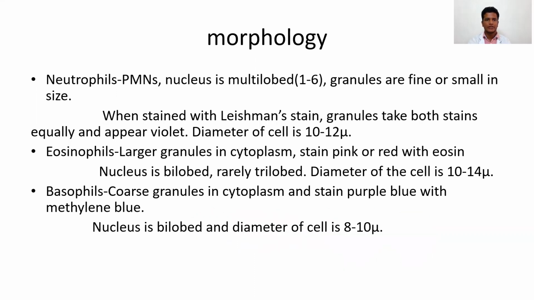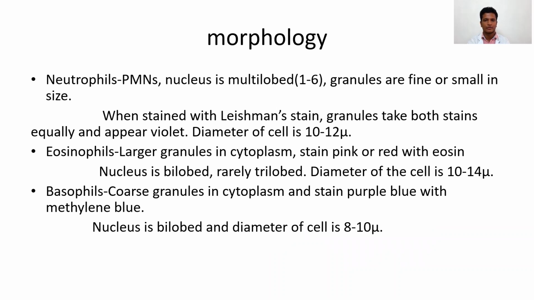Morphology of WBC: neutrophils, or polymorphonuclear neutrophils, have a nucleus that is multilobed, with 1 to 6 lobes per cell. Granules are fine or small in size and stained with Leishman stain. Granules take both stains equally and appear violet. Diameter of the cell is 10 to 12 microns.